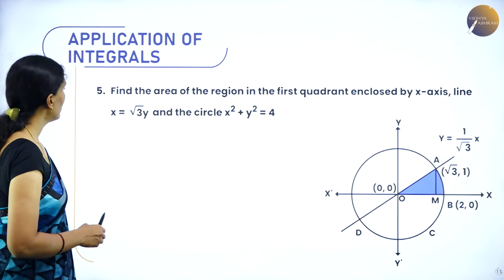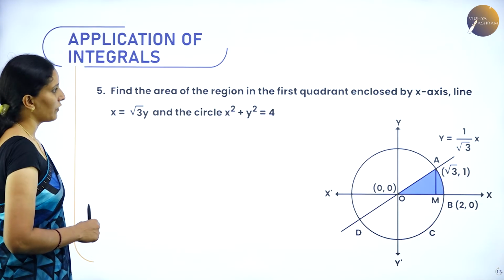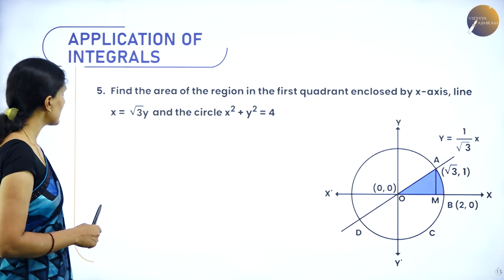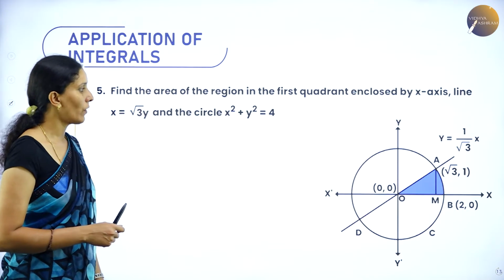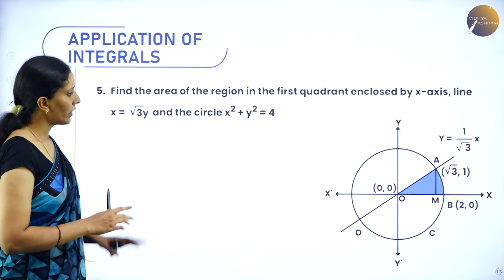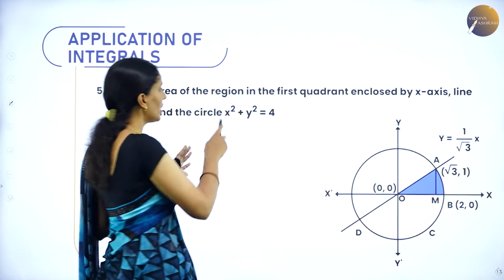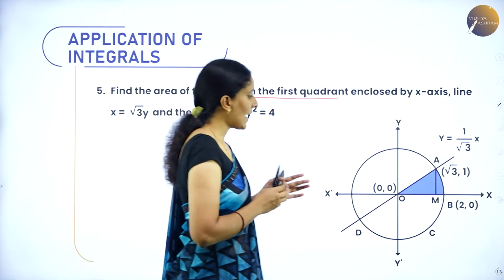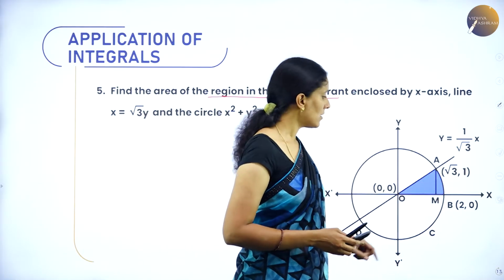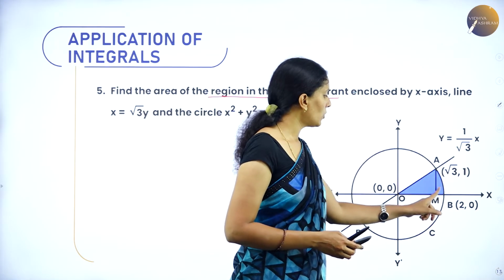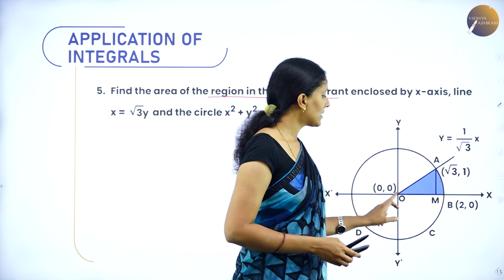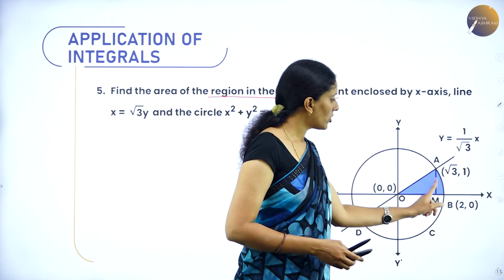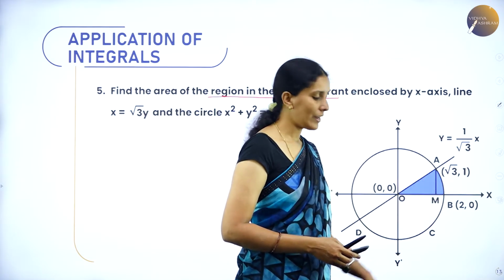Next question we have: find the area of the region in the first quadrant enclosed by the x-axis, the line x is equal to root 3 y, and the circle x square plus y square is equal to 4. So we need to calculate only the region in the first quadrant. So no need to multiply 2 times or 4 times here because we are exactly calculating only the shaded part here. So I have divided the shaded part into 2 parts. One is a right angle triangle, and another part is the shaded region which includes the circle after the right angle triangle.